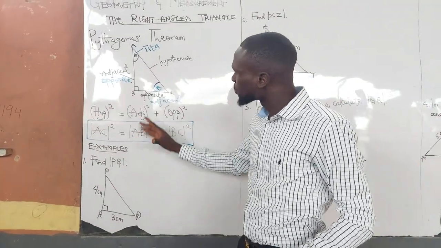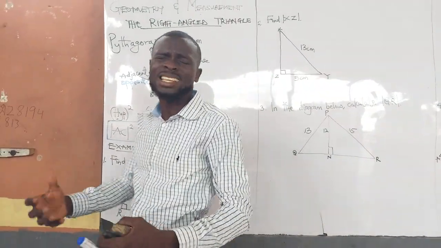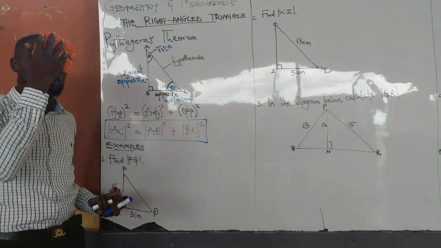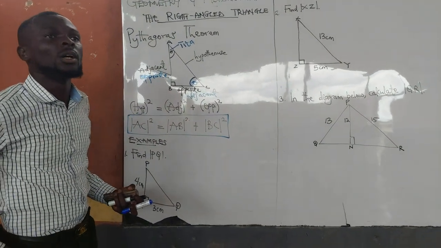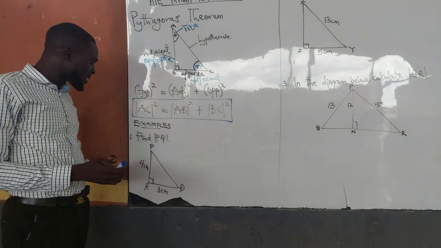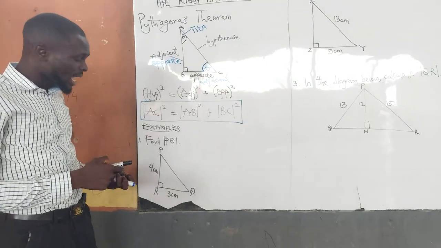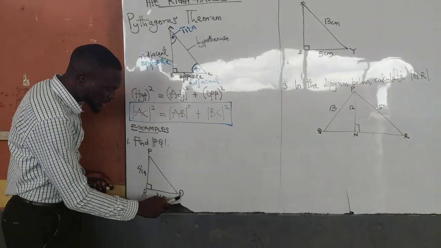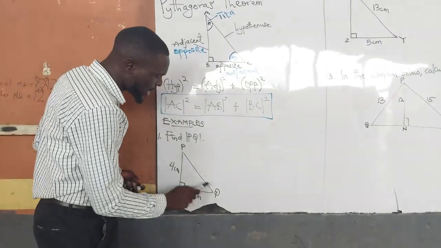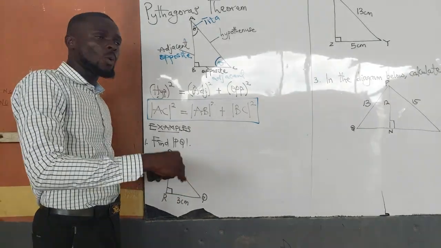Good. So now, with these few explanations, let's take more examples on how to use the Pythagoras theorem in solving problems. Now look at the first example. You have to find PQ. And this is P, this is Q. So the line PQ. Now if you want PQ, first of all ask yourself, what is the name given to PQ?